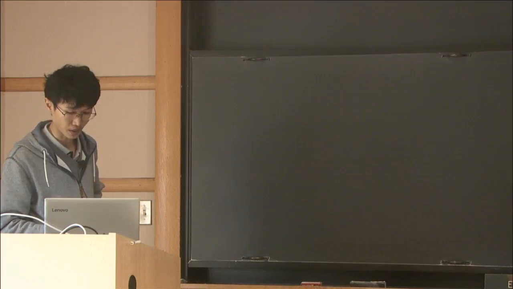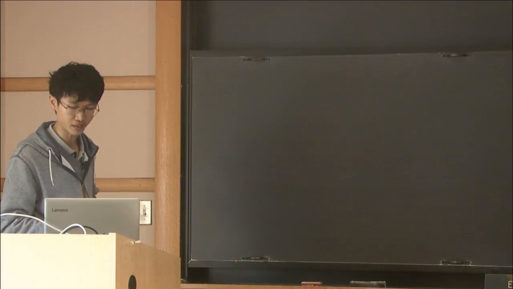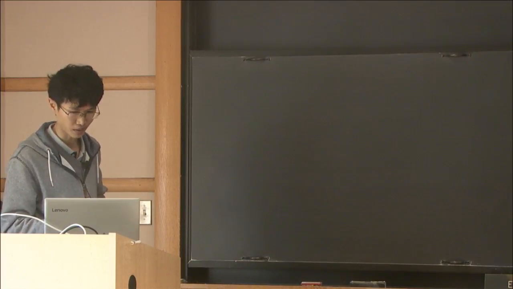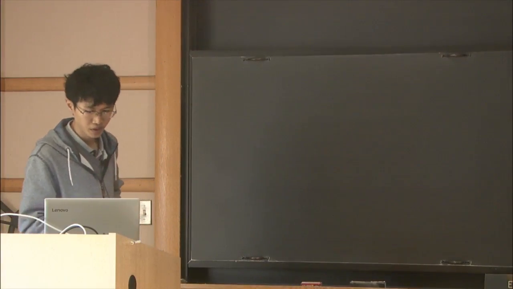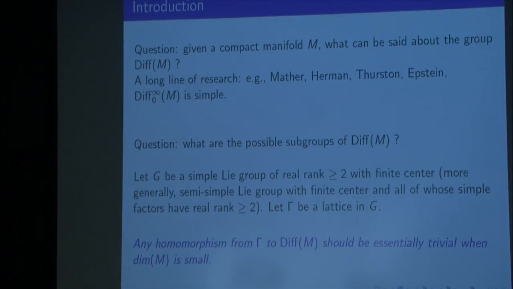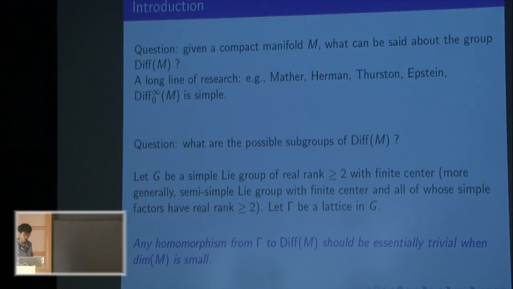Today we'll talk about Zimmer's conjecture for co-compact lattices in simple complex Lie groups. There are many reasons that one can be interested in Zimmer's conjecture, and we will start with the simplest one. We can ask the following question. Given a compact manifold M, what can be said about the diffeomorphism group of M?